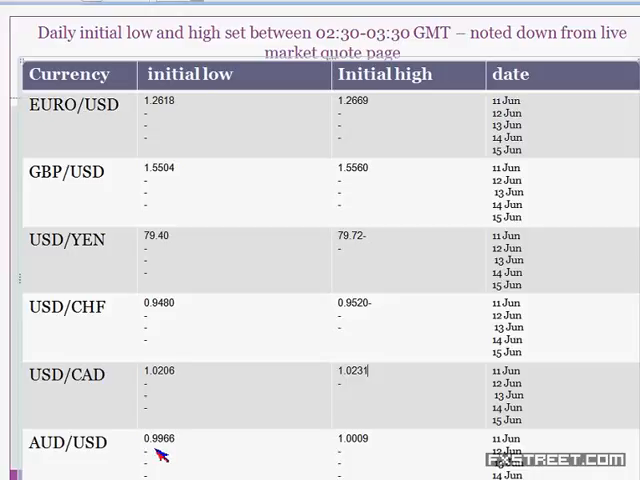Australian dollar, the low was 99.66, the high was 1.0009. So above parity they set the high, and then they are trading around 99.81, 99.83. So you find that excepting USD yen, all other currencies are showing the USD weakening move with varied degrees.